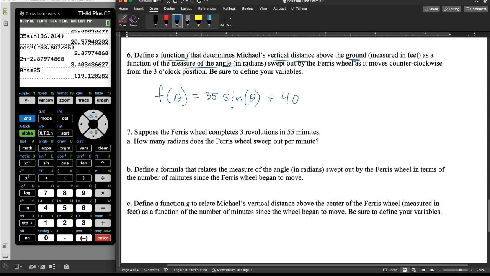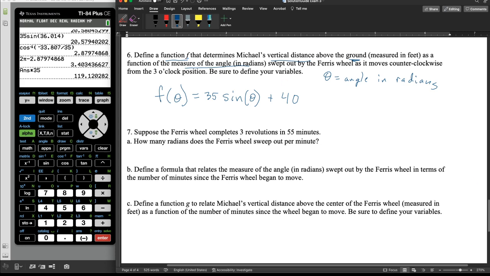Now sometimes this will be a negative number, right? So we subtract it from that, but it'll never be less than 5, right? By the time we're done. I mean, otherwise you're going to hit the ground, right? So you'll always be at least 5 feet above the ground, and this will make it happen. So you can take a look at that. And really the only thing you need to define here is that theta is the angle in radians. So I guess we could just say theta. Okay, that was number 6, just like that.